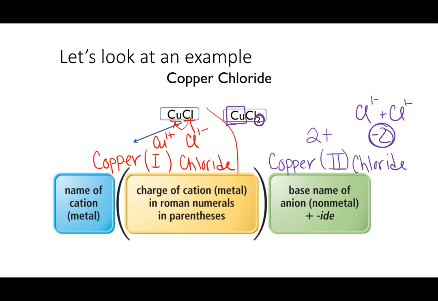So big take home here is transition metals can have more than one charge, and we have to tell the viewer what the charge is by putting it in Roman numerals.